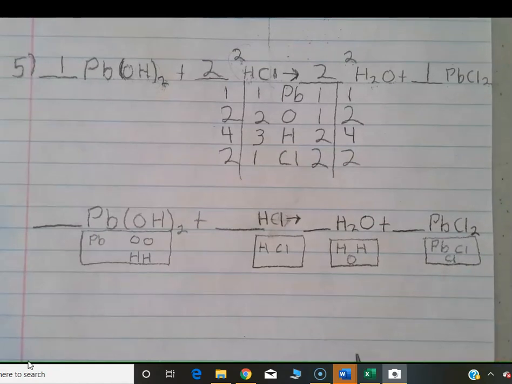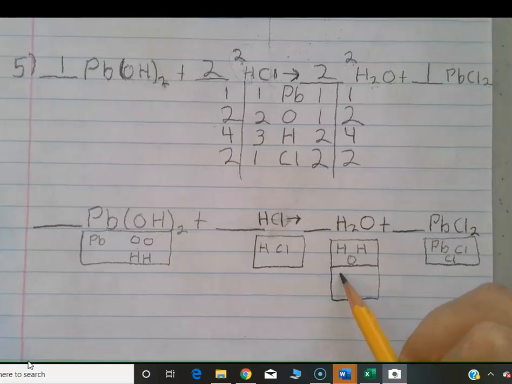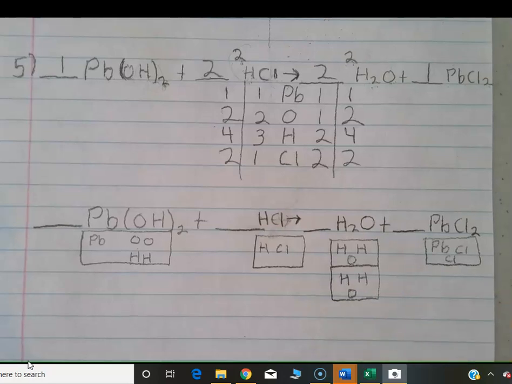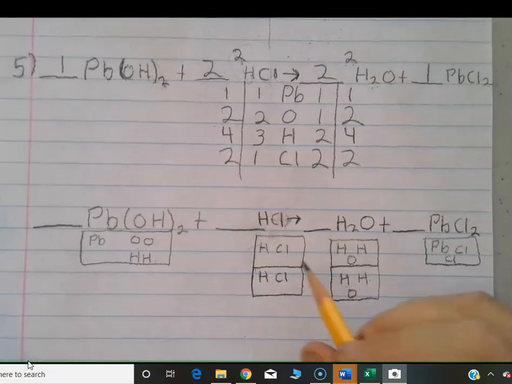Okay, where do we start? What do we balance? Let's start with oxygen. I have 1 on this side and 2 on this side, so I'm going to draw another box of water here. Again, we don't want to try to balance these because they're in 2 different locations, which makes it kind of tricky. So let's go with the chlorine. I have 1 on this side and 2 on this side, so I'm going to double this. Now I have 2 chlorines there. And lead is already in balance.